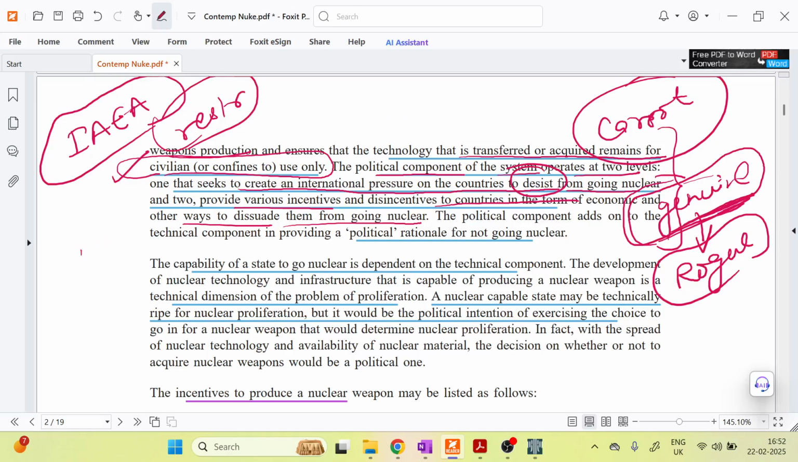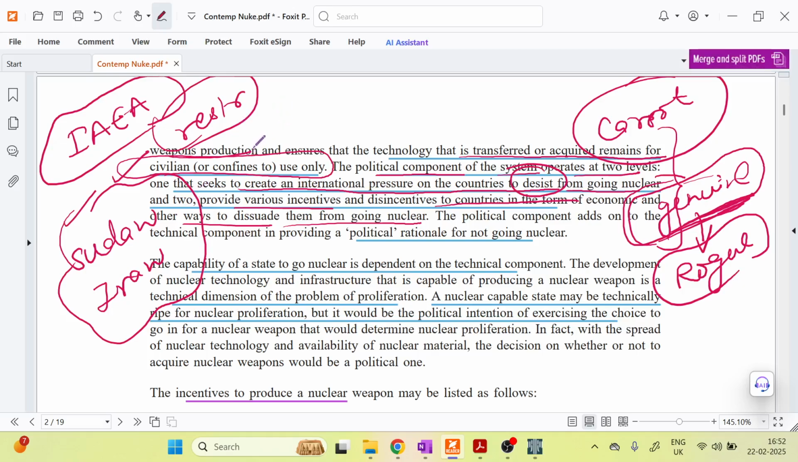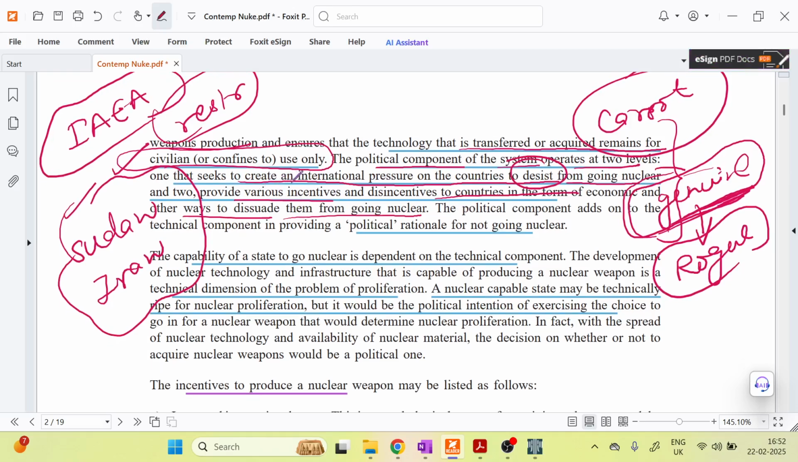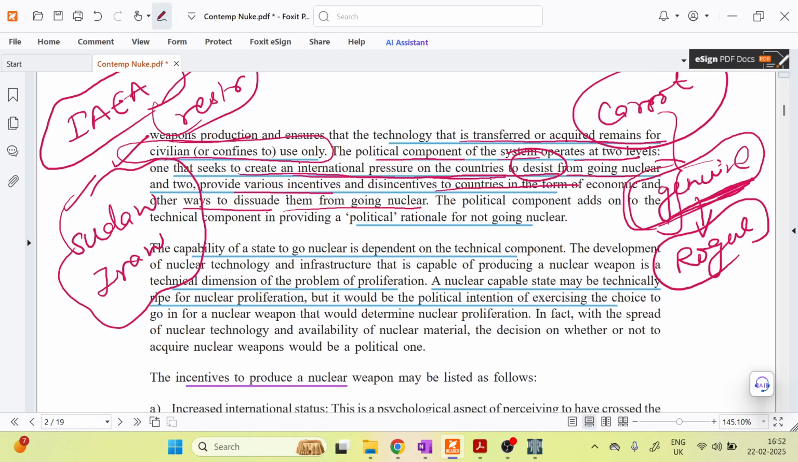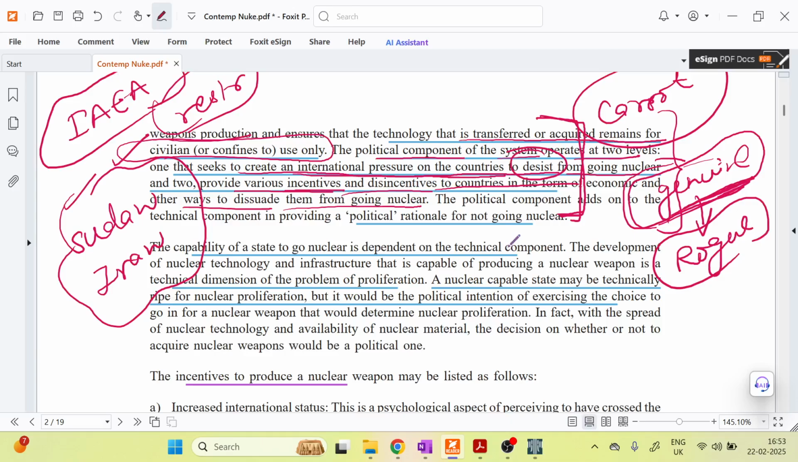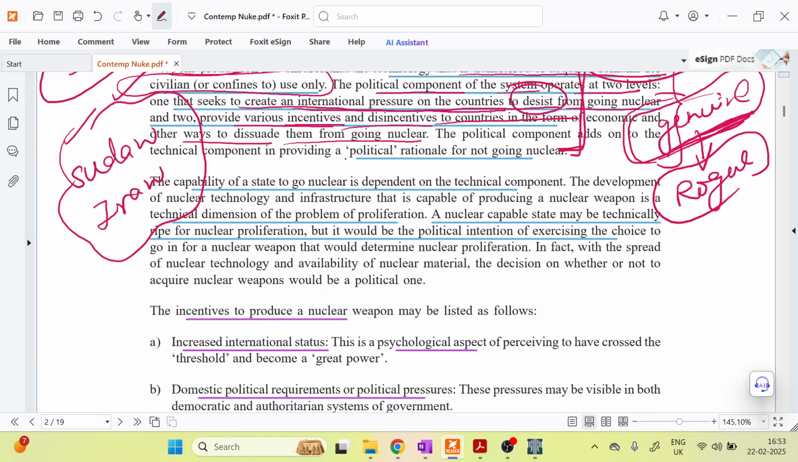But other than that, if Sudan or Iran or any other country which does not need any such security, if their demands are not justified, any rogue element, any terrorist organization, any terrorist group, any revolutionary group, all of them should be desisted from going nuclear. And if international pressure does not work, then second, they can be provided carrot and stick in terms of incentives and disincentives, and both of them can work at a large scale to help countries desist from seeking this status. So this will be the political rationale for not going nuclear.